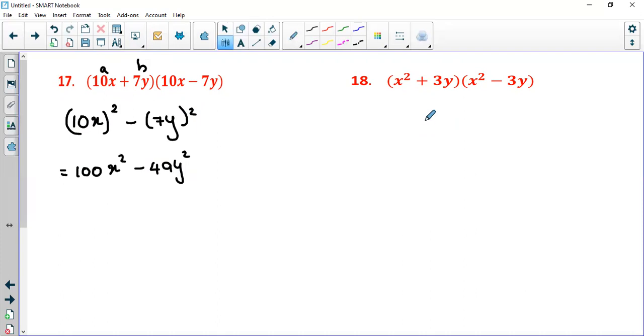So the next one, this is A and this is B. So it's going to be x squared, because A is x squared, square also. This is from the formula, this is from the number. Okay, minus 3y squared. So this is going to be x to the power of 4, because we will be multiplying these two. 2 2s are 4. x to the power of 4 minus 9y squared. So this is what it's going to be.